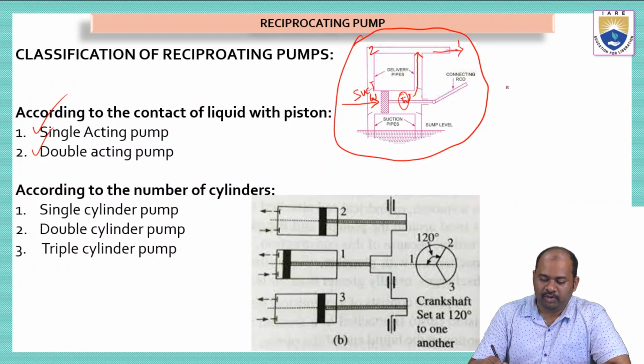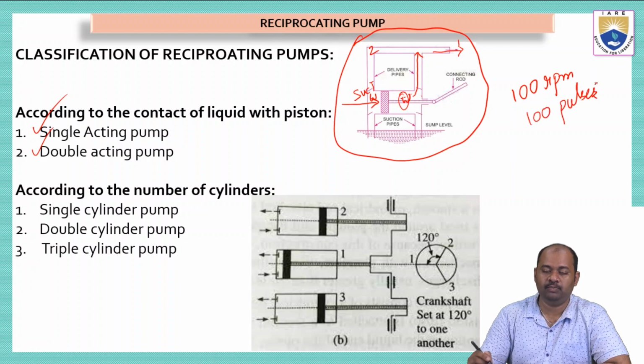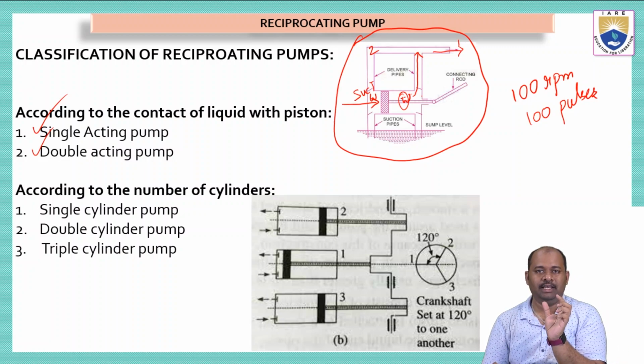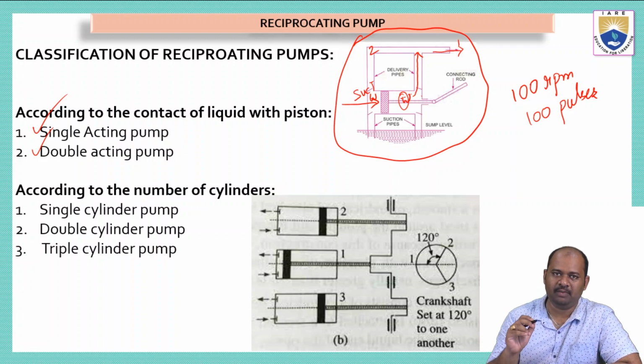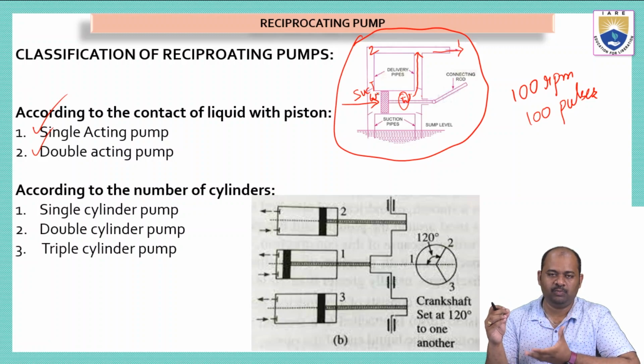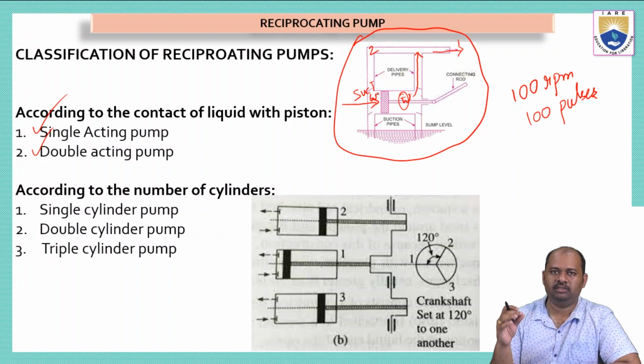Now, when we have a single acting reciprocating pump rotating at 100 RPM, we can produce 100 pulses of water, along with a gap in between each pulse. If we have 100 pulses, we have gaps, so the flow of discharge, the water coming out of the reciprocating pump, will not be uniform. Because the suction stroke is idle, where no water comes out of the pump, we only get water during the compression, that means when the piston goes from right to left.